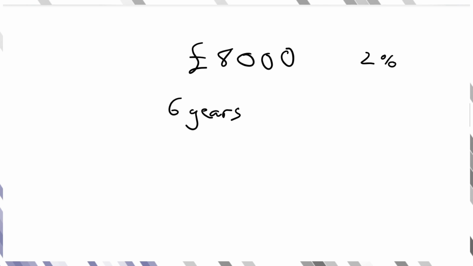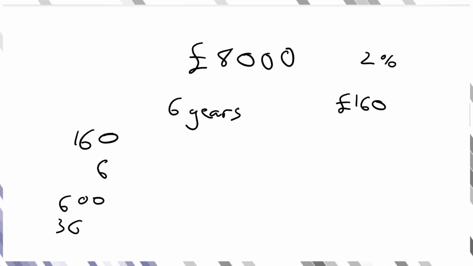If we divide 8,000 by 100, that's 80. 80 times 2 is 160. So that's the yearly amount. We've got to times that by 6. 160 times 6 is 600 and 360, which is 960. So £960 is going to be the total amount that gets added on.